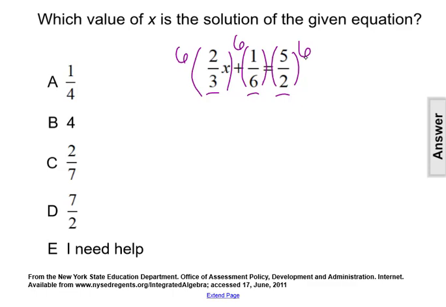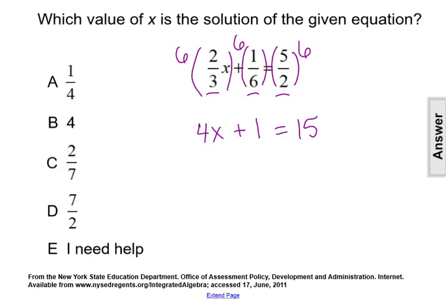So 6 times 2/3 x is going to equal 4x. 6 times 1/6 is 1. So that'll be 4x plus 1 equals now 5/2 times 6, which is equal to 15. So once we multiply by the least common denominator, you can now see we have our equation without fractions. We've rewritten it without fractions to make it easier to work with our inverse operations.